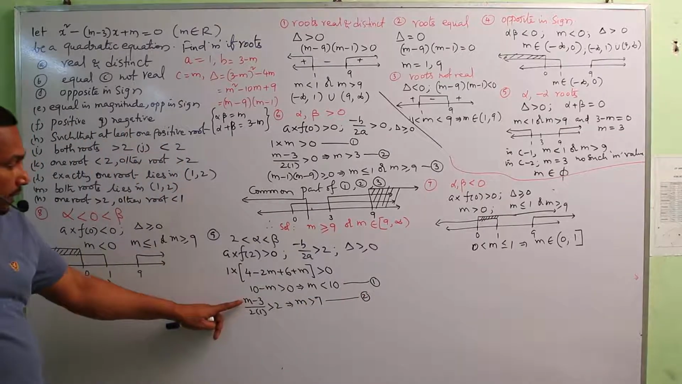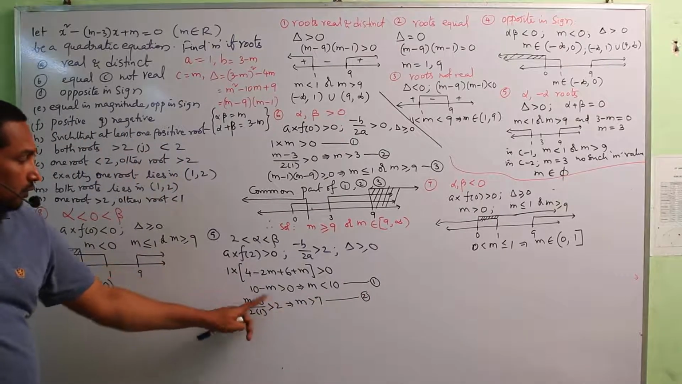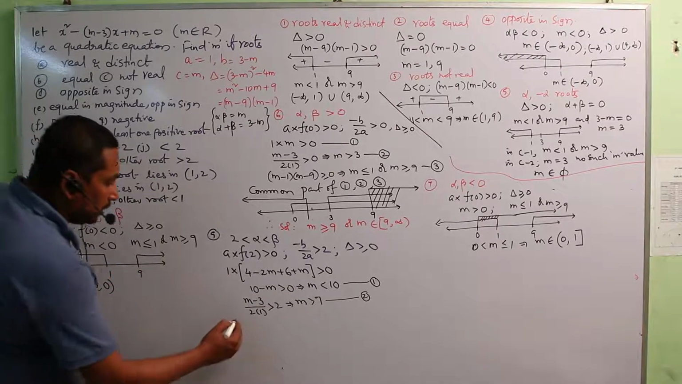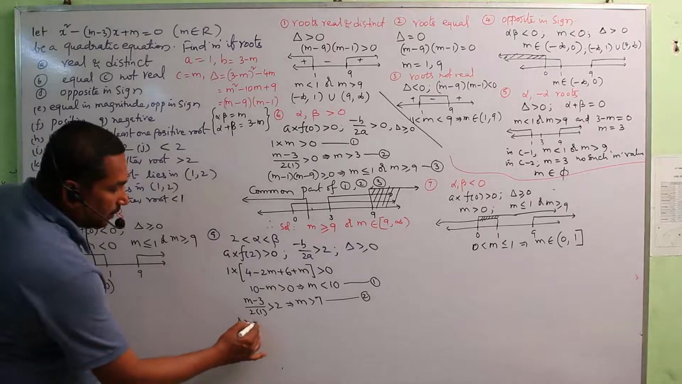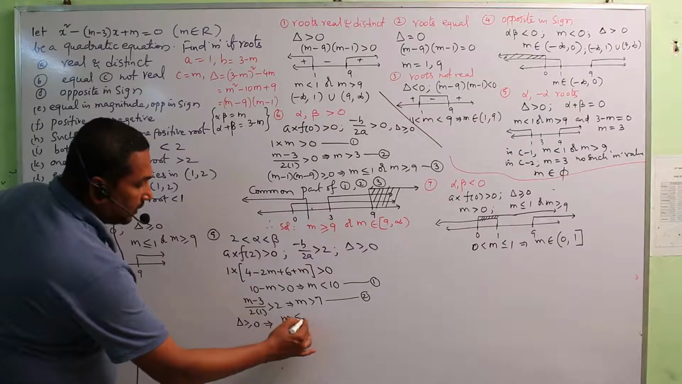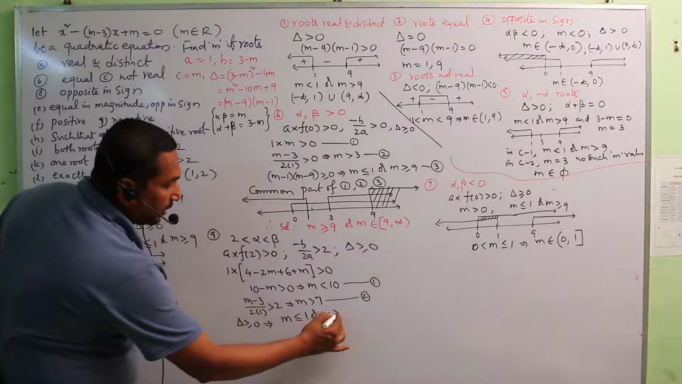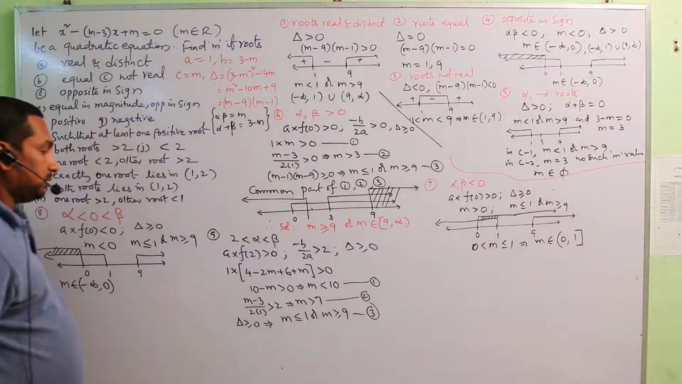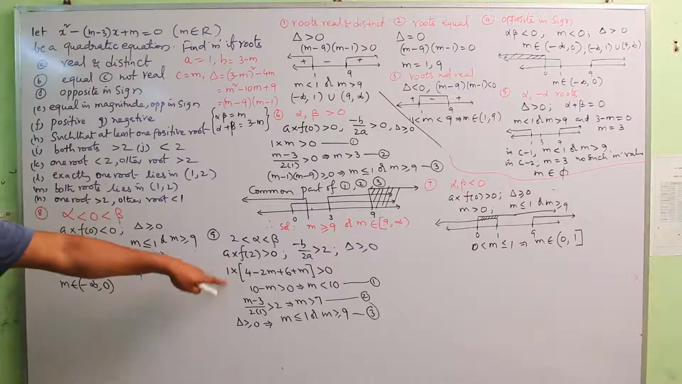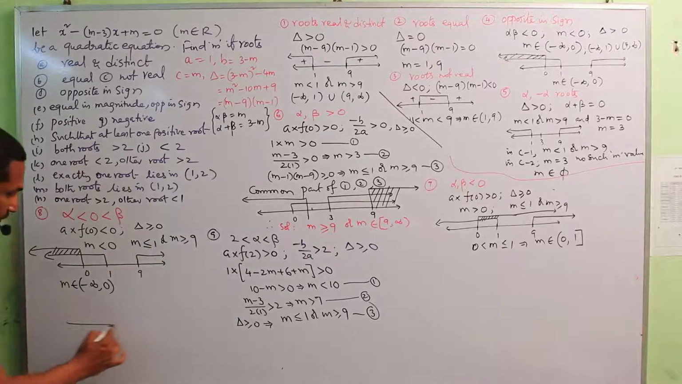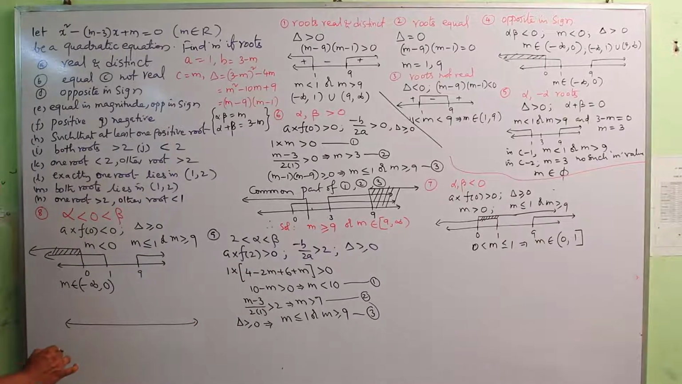Got it, all of you? m minus 3 by 2 greater than 2, 2 into 2 is 4, plus 3, so m greater than 7. Now, delta greater than or equal to 0. Then what is the condition? m less than or equal to 1 or m greater than or equal to 9. That is the third. Now what is the common part for these three equations? We have to take it on the number line.